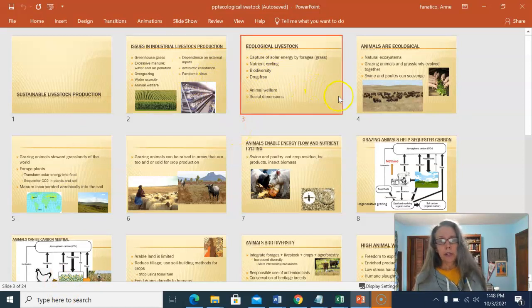But keep in mind that animals are ecological. Grazing animals and grasslands evolve together, and really you need animal impact, you need grazing impact to take care of these grasslands. And they're so important because they sequester a lot of carbon from the atmosphere, and they store it. And actually, in some places, animals are the only way to raise food crops. And pastoralists all around the world raise animals in some of the harshest environments on Earth.